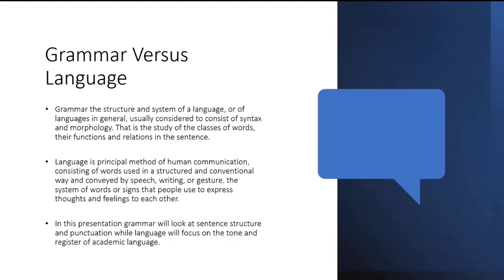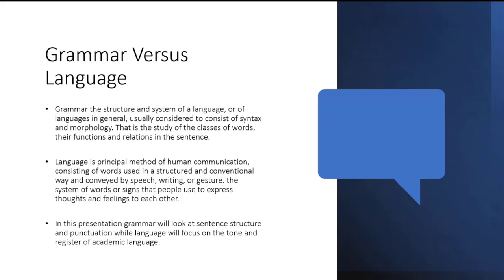Then language, on the other hand, is really a form of communication. So grammar falls within language. A specific grammar is based on a specific language. Language is more general. It refers to human communication, so how words are structured, the conventional ways of speaking, of writing, and of gestures.